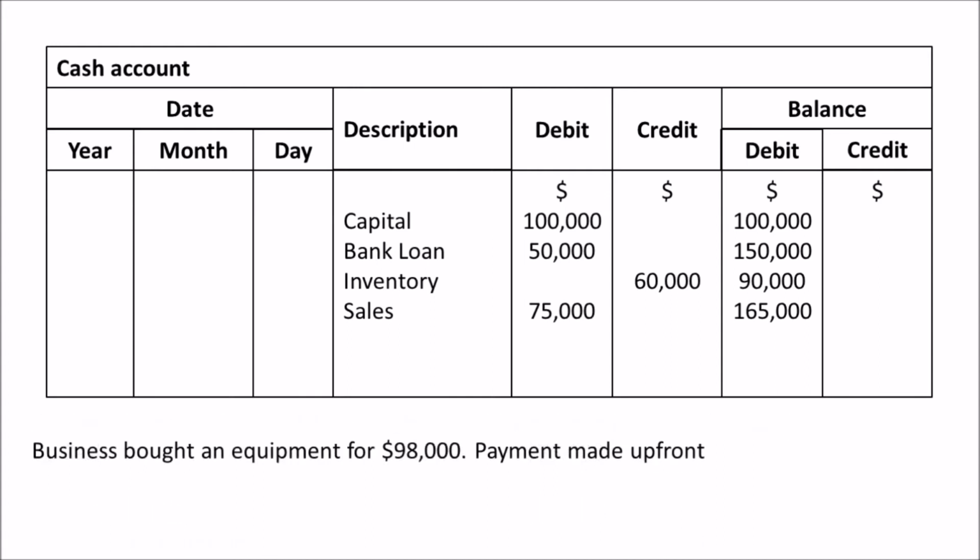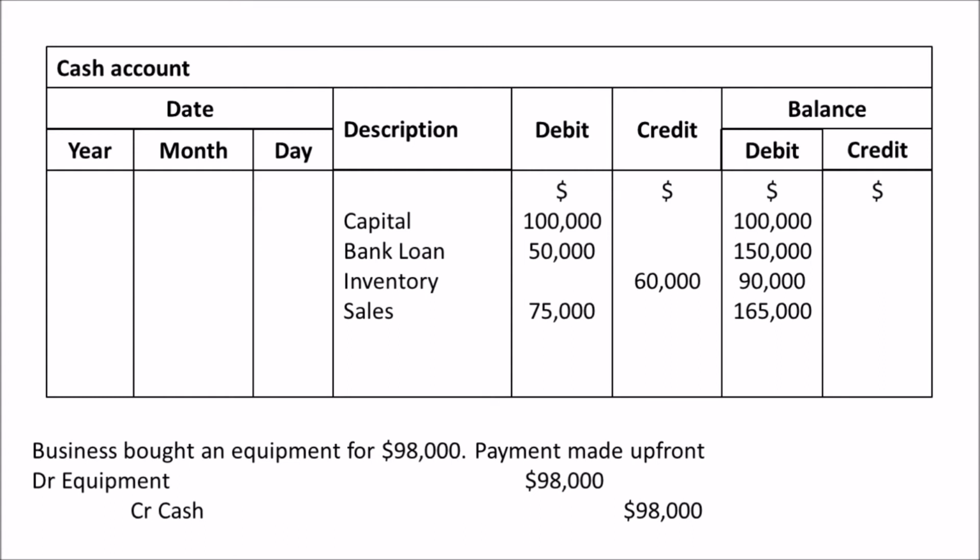Finally, let's assume the business bought an equipment for $98,000. Equipment is an asset because it helps in the day-to-day operation of the business in various ways. Cash is paid to buy this equipment, so cash decreased and equipment increased. We debit equipment and credit cash by $98,000.